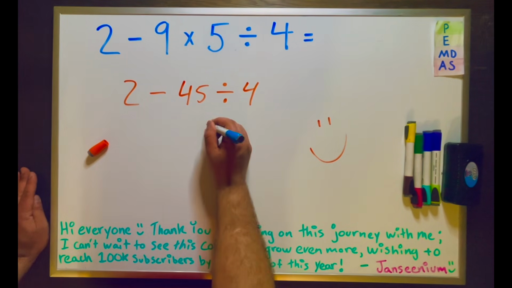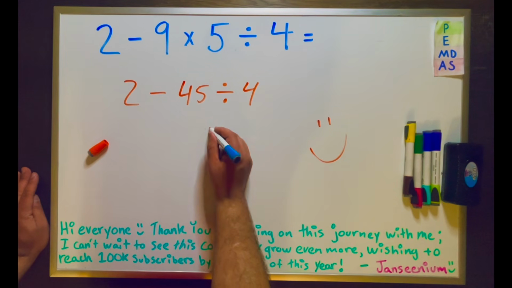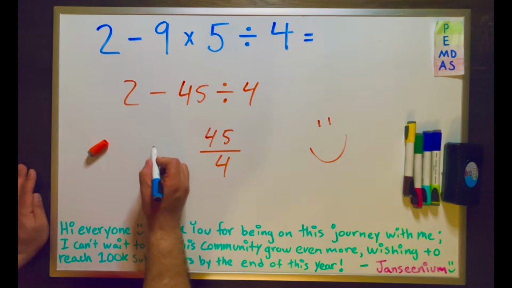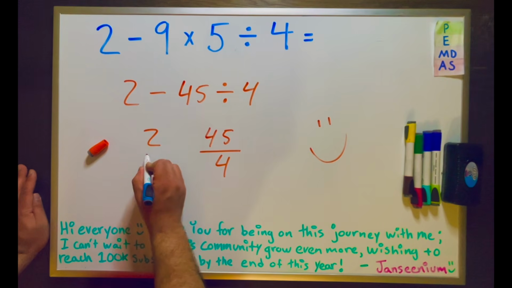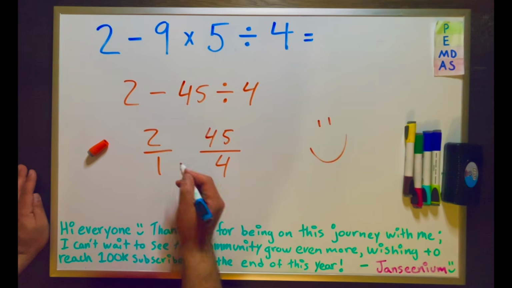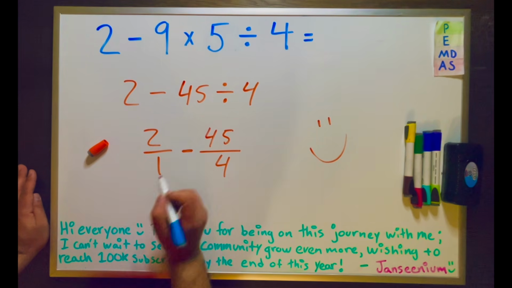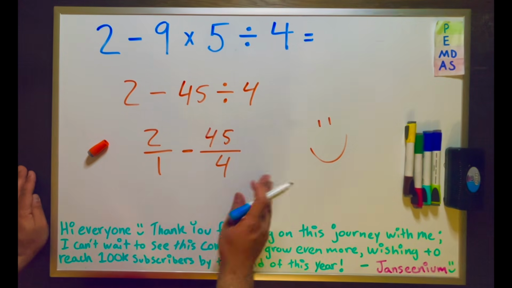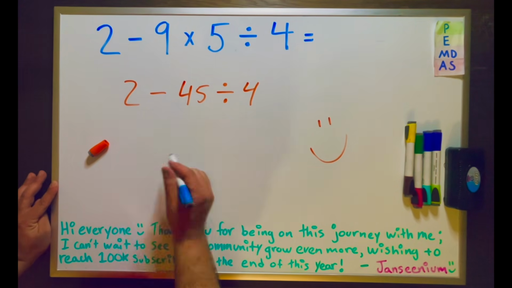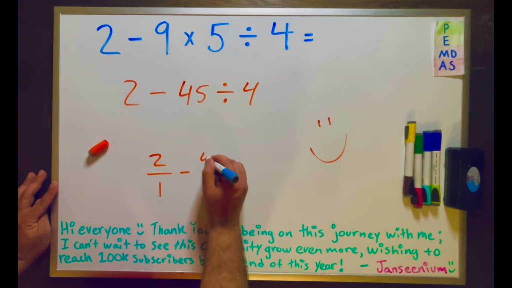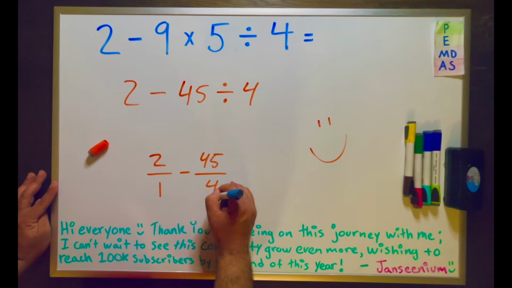I don't know. Let's write it in fraction form to make the math fun and easy. 45 over 4. And let's bring that 2 minus down, but let's bring that 2 down in fraction form. 2 over 1 equals 2, does not change the 2, minus 45 over 4. And let me write this a little bit lower. So let me just erase this. So it's 2 over 1 minus 45 over 4.